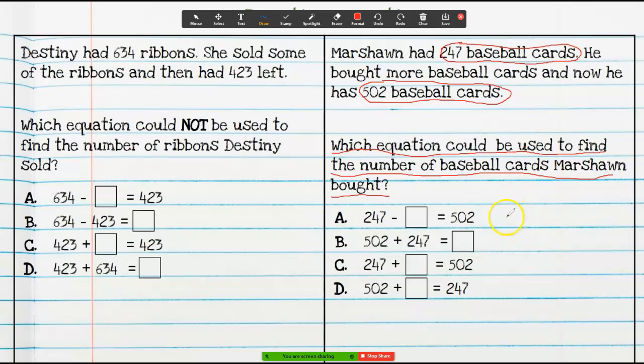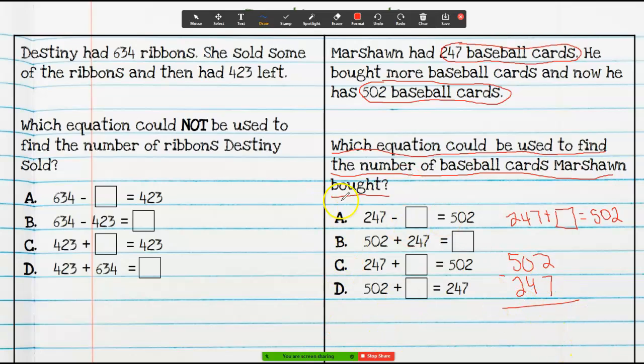So we know he had 247. Okay. Do we know how much he bought? It says he bought more baseball cards and now he has 502. So we don't know how much he bought. Okay. That's the mystery number. And now he has 502. Okay, so remember we've talked about whenever there's a missing number, you subtract to find that missing number. So to find that missing number, we would do 502 minus 247 to find that gap.